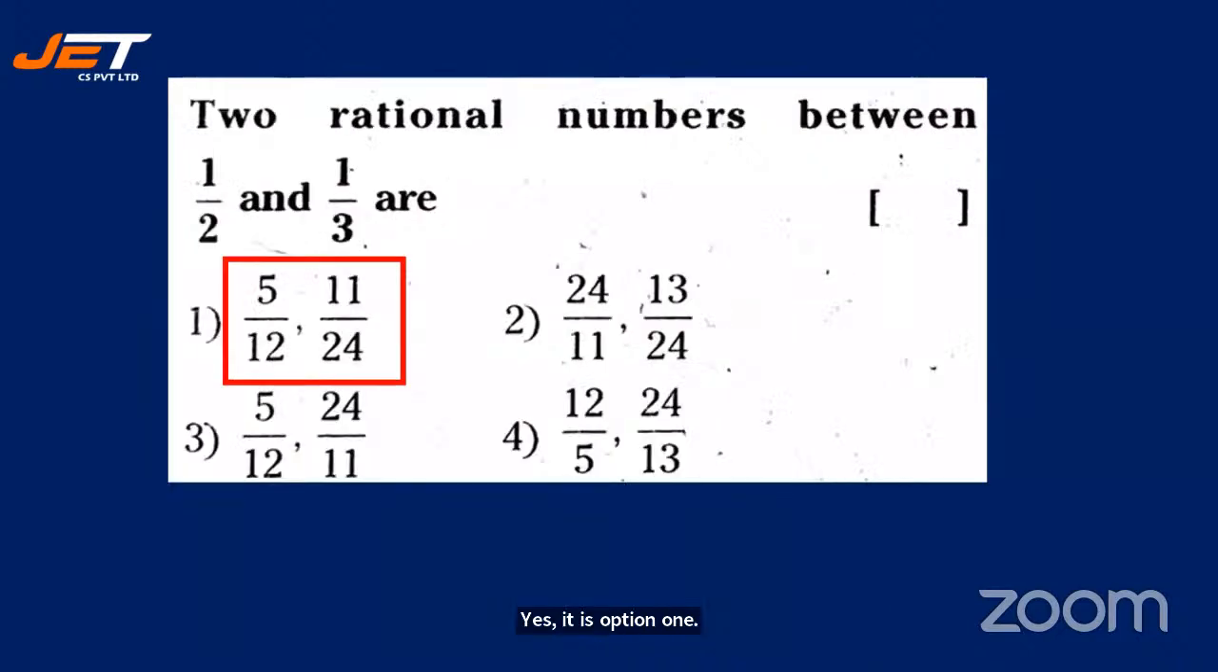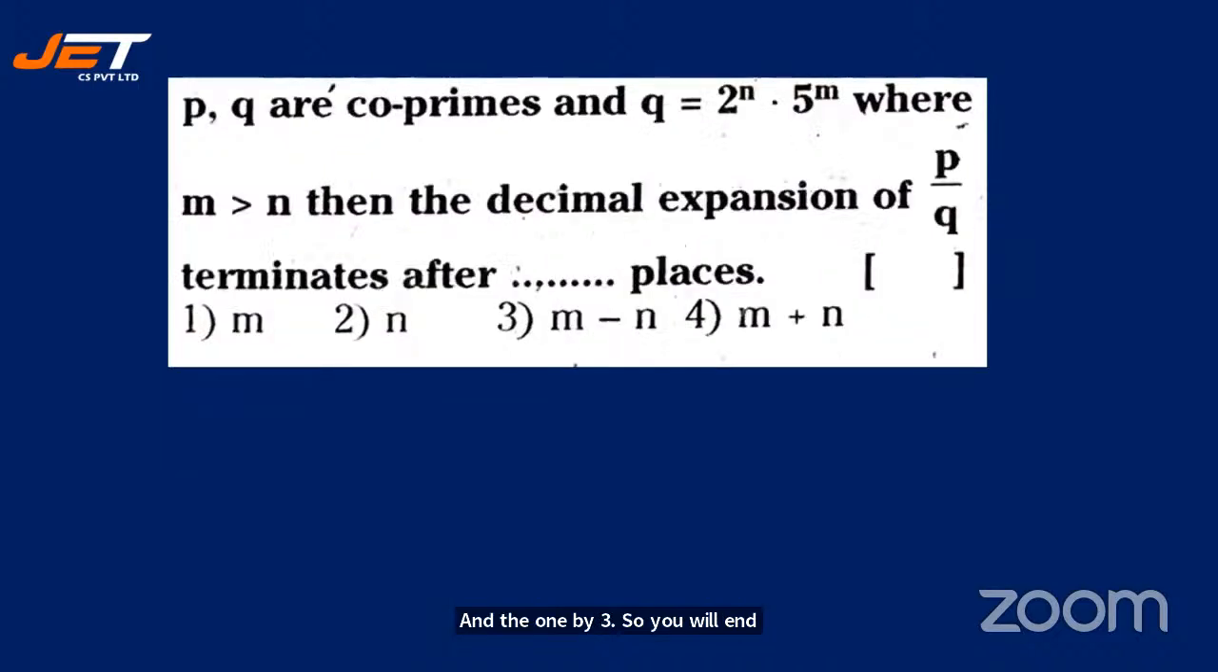Perfect. So if you work it out, you know, all rational numbers between 1 by 2 and 1 by 3, you will end up in this. Perfect. See the next question.